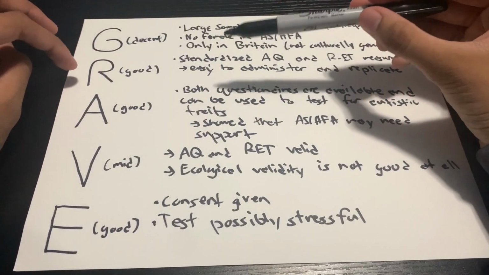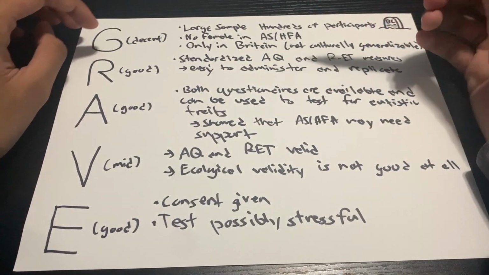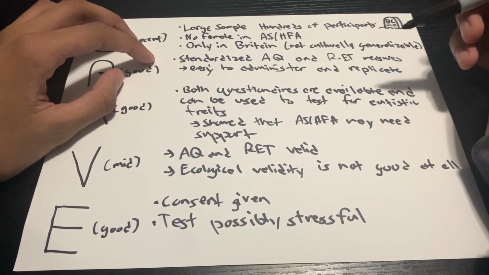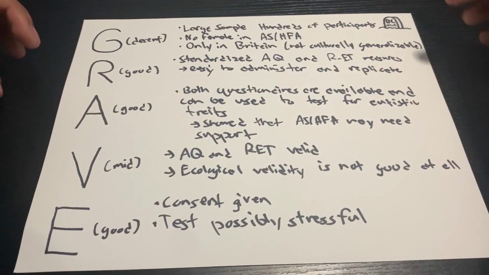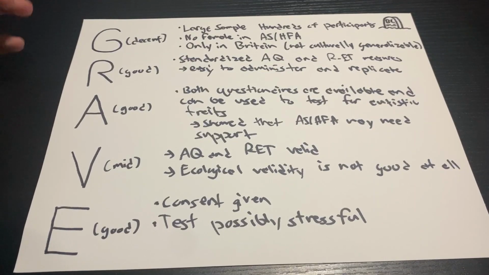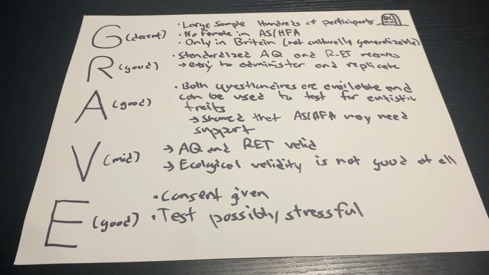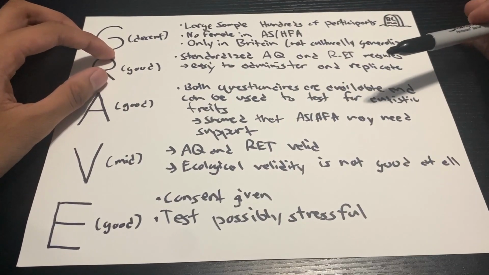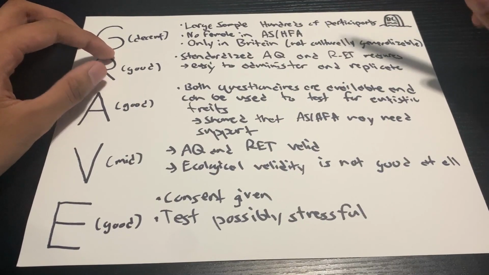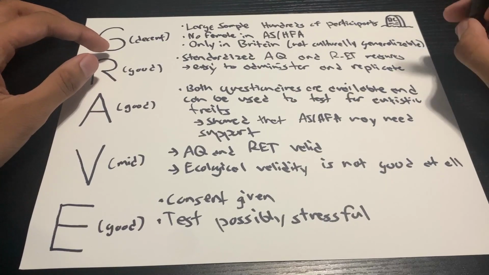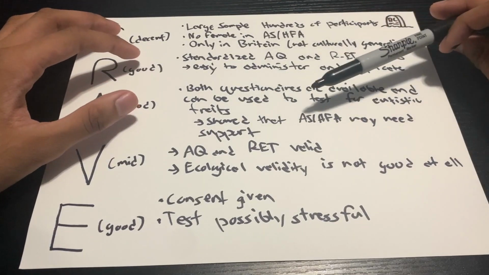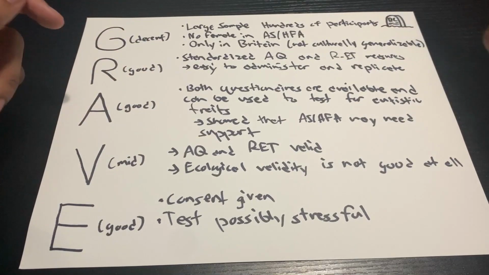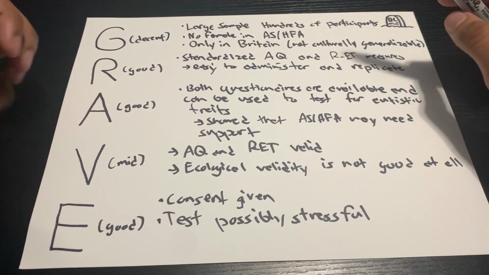It's pretty good for reliability, as they were standardized AQ and RET measures, and they were really easy to administer and replicate since, again, they were just a paper and pencil test. For application, it's pretty good because both questionnaires are available online and you can use them to test for autistic traits. And it also showed that AS/HFA people may need extra support with these complex emotion reading and theory of mind related social interactions.